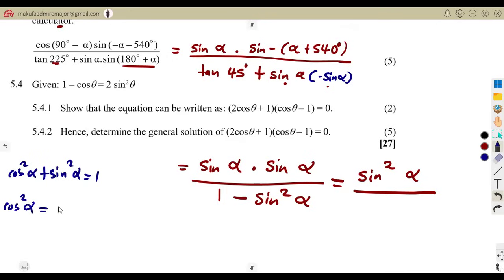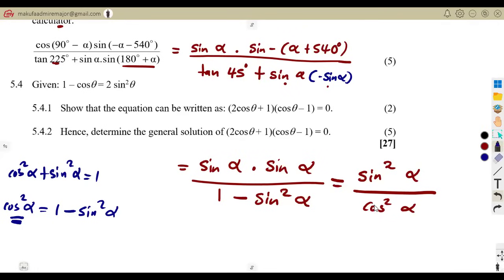Cos squared alpha, which is 1 minus what? Sine squared alpha, by taking this sine squared to the other side. So wherever we see a 1 minus sine squared alpha, what is it that we see? We see a cos squared. It is equivalent to a cos squared alpha.